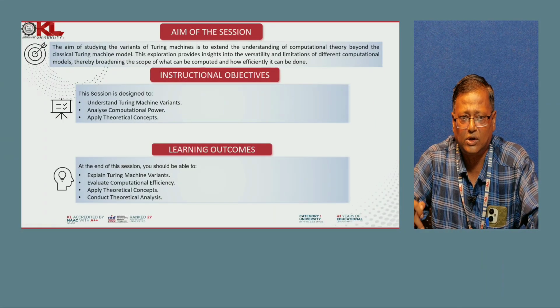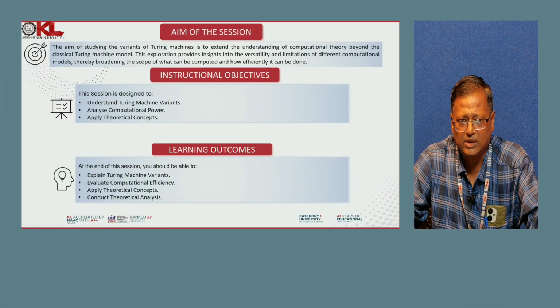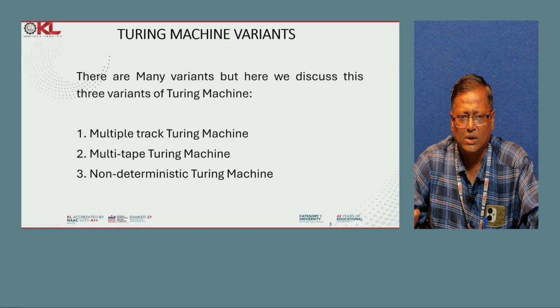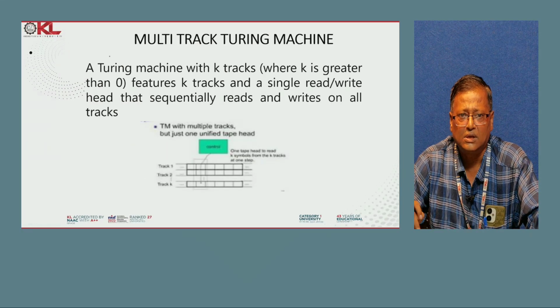After that, the outcome of this topic is that students will know the different types of Turing machines and their variants, evaluate the computational efficiency, and apply the theoretical concepts and theoretical analysis. There are many variants, but here we describe three variants. One is the multi-track Turing machine, second is the multi-tape Turing machine, and third is the non-deterministic Turing machine. Here we can discuss only these three. First we go for the multi-track Turing machine.